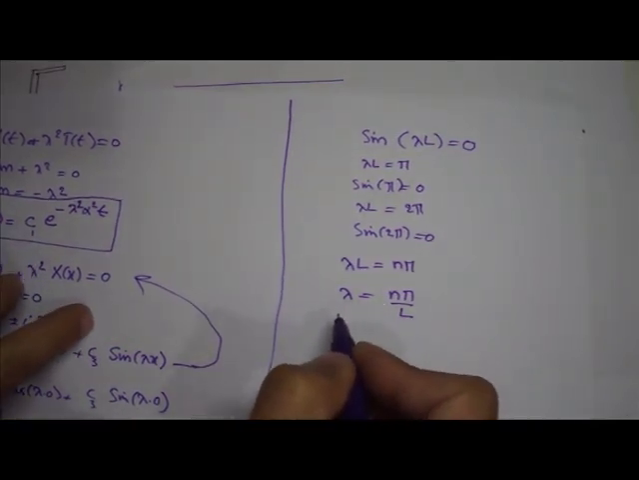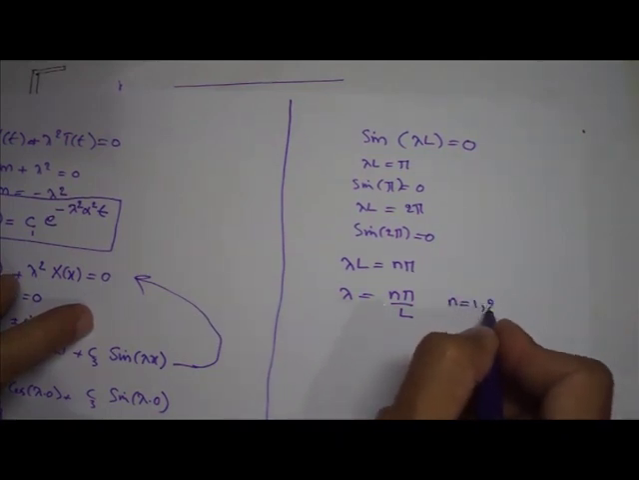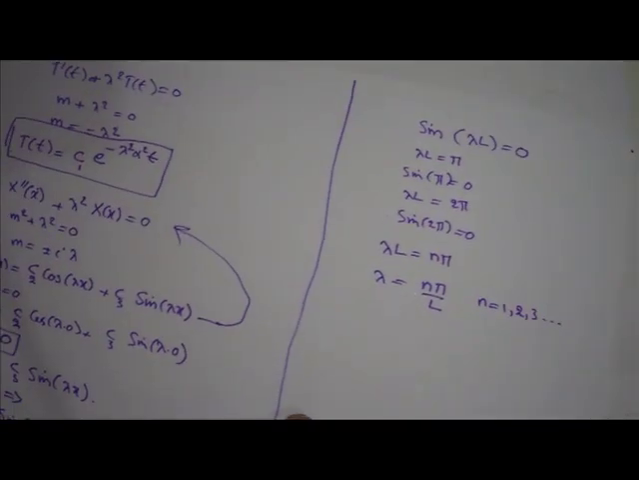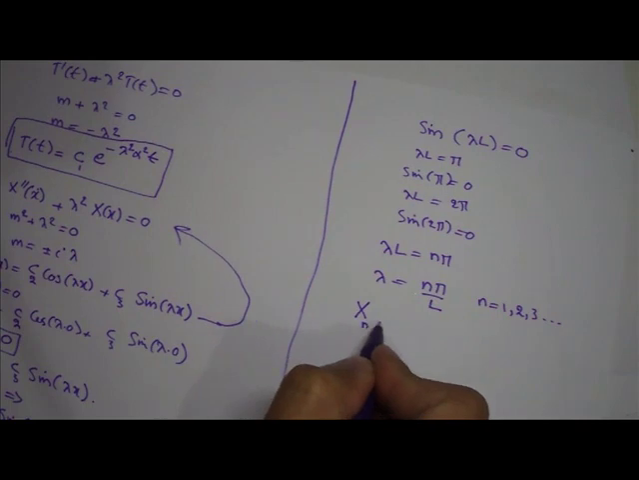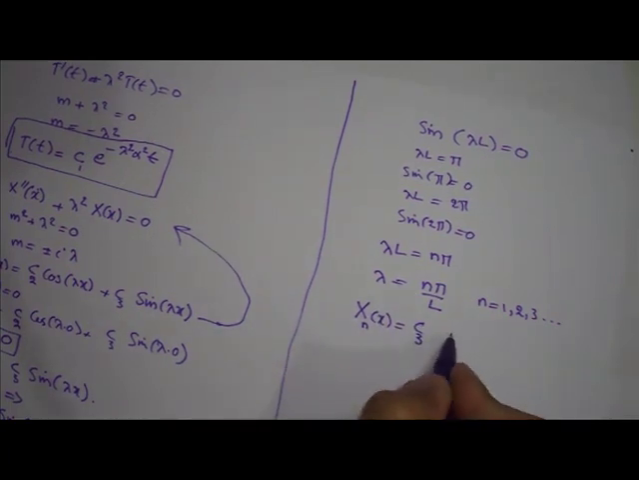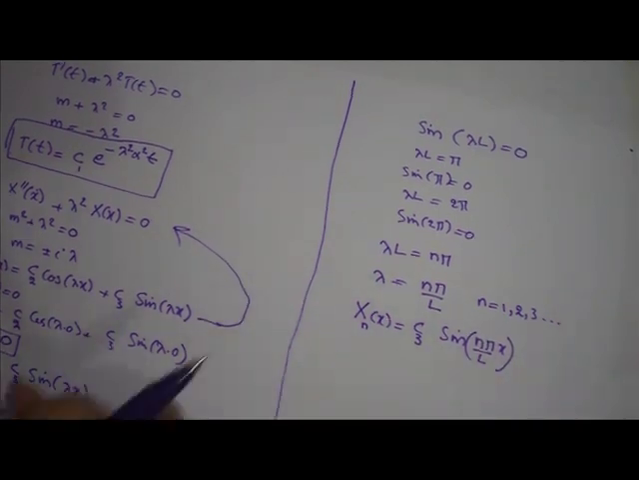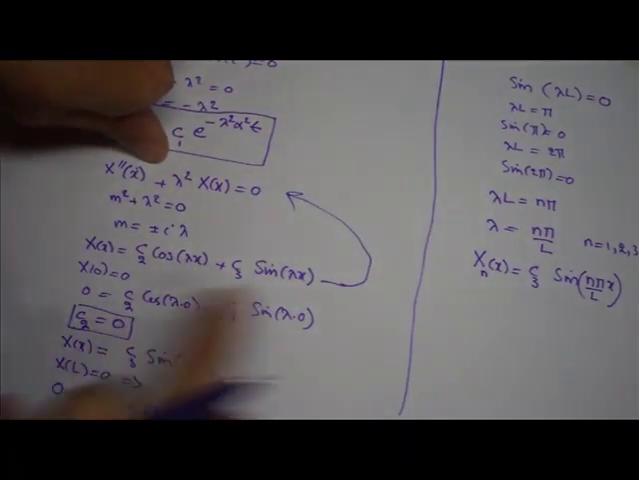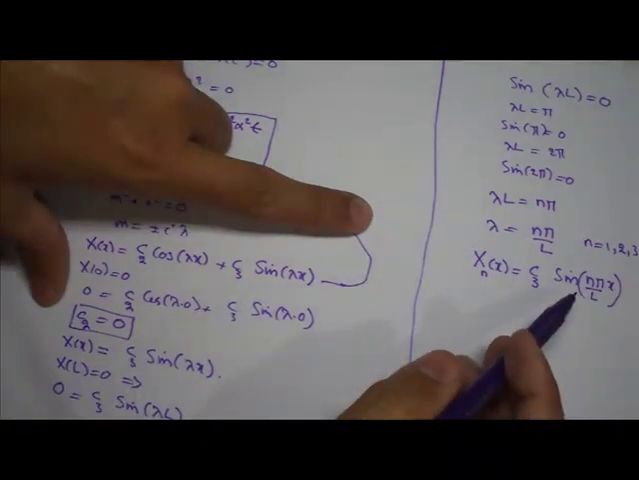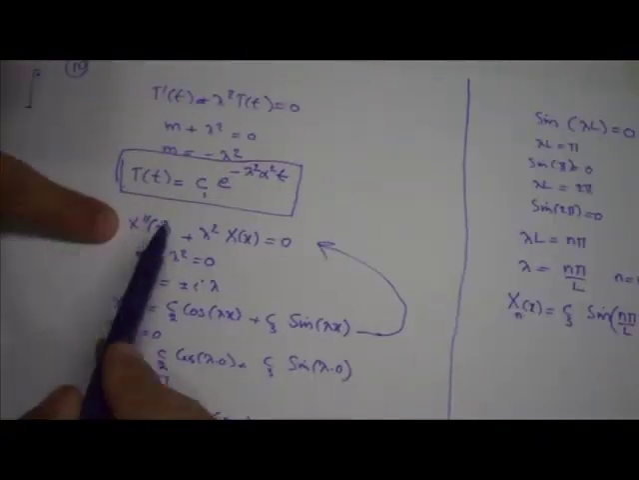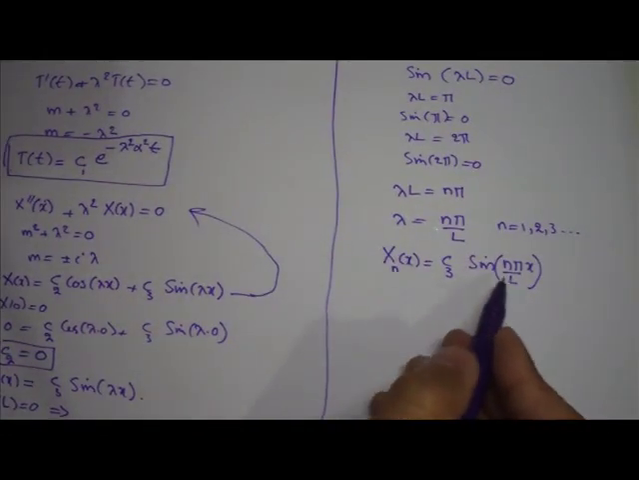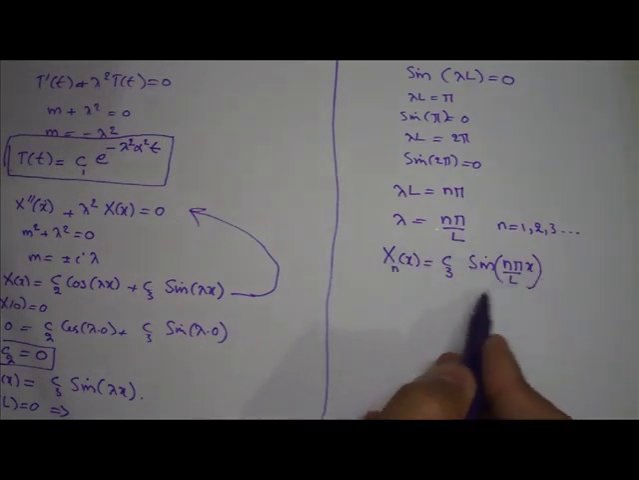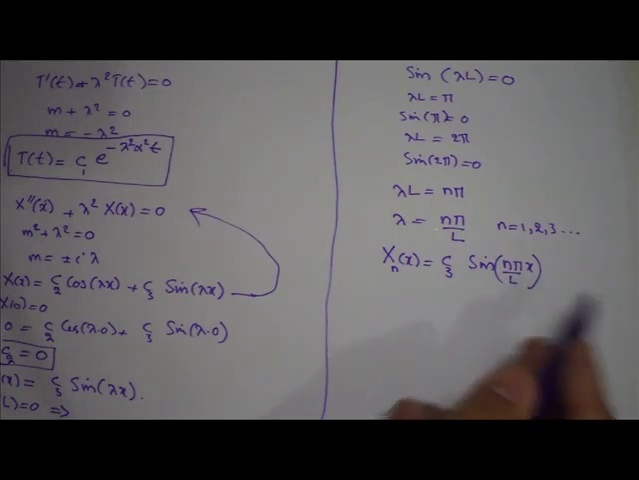Okay, so basically we have infinite choices for the selection of the lambda. We will write the solution as X n of x is equal to c3 sin n pi x divided by L. We have a solution for n is equal to 1. This is also a solution to this problem, and this solution will satisfy both the boundary conditions. For n is equal to 2, this is also a solution. So this means that for this problem we have an infinite set of solutions: X1, X2, X3, X4, X5.